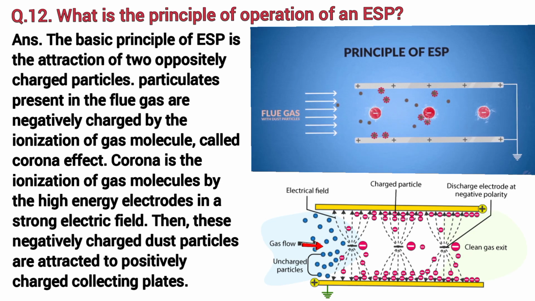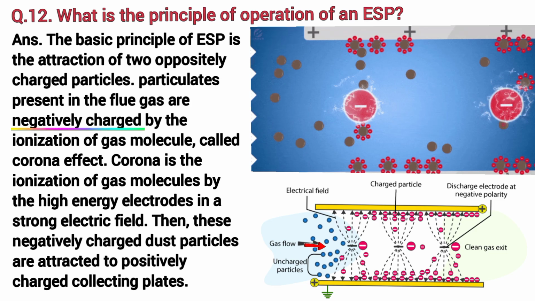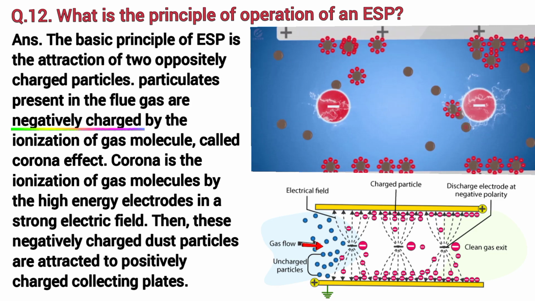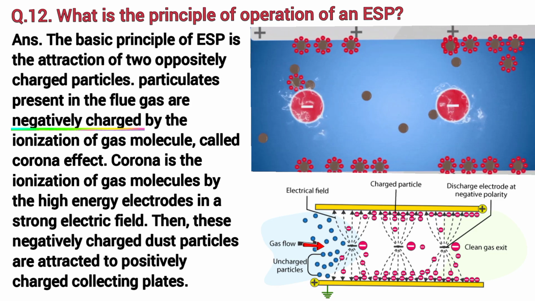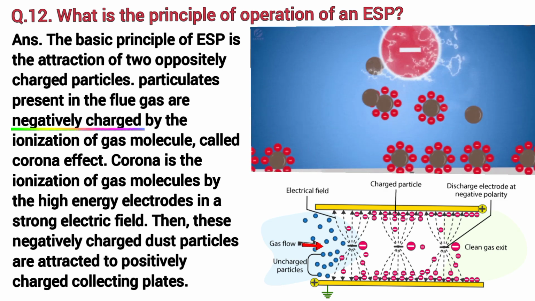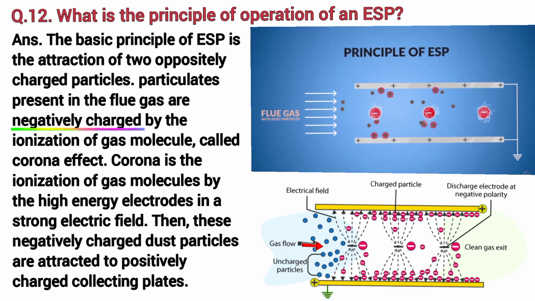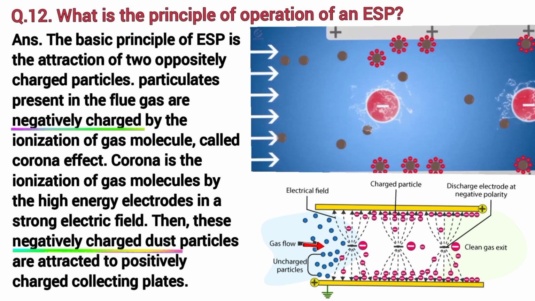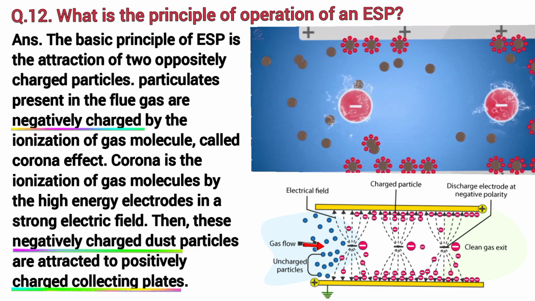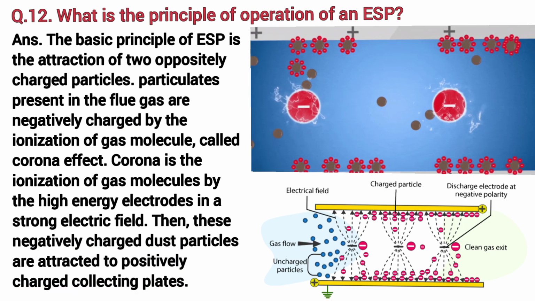The basic principle of ESP is the attraction of two oppositely charged particles. Particulates present in the flue gas are negatively charged by the ionization of gas molecules, called the corona effect. Corona is the ionization of gas molecules by the high-energy electrodes in a strong electric field. Then, these negatively charged dust particles are attracted to positively charged collecting plates.